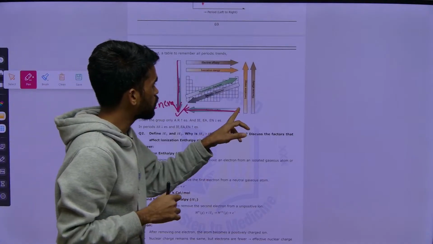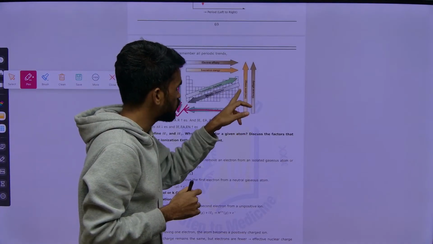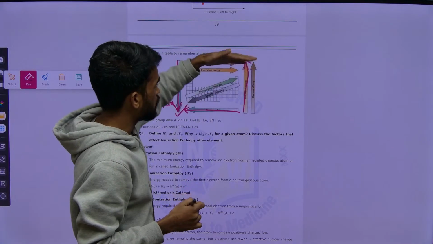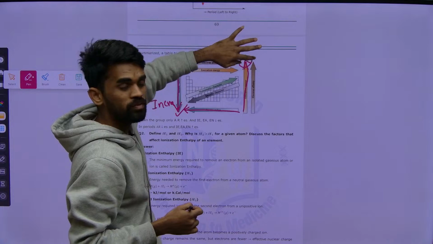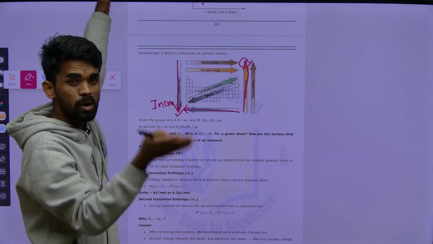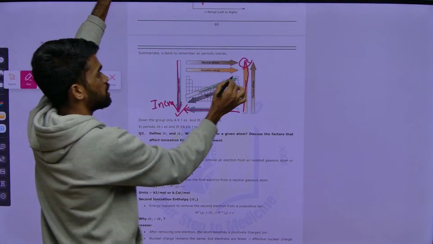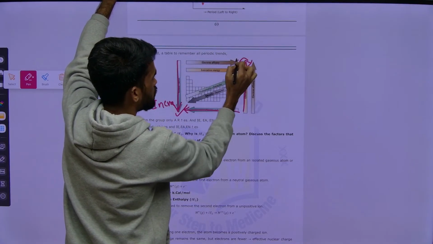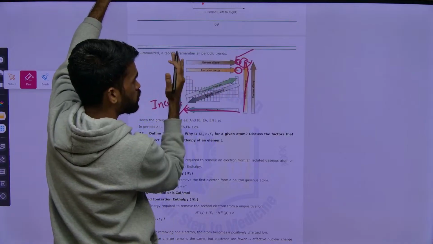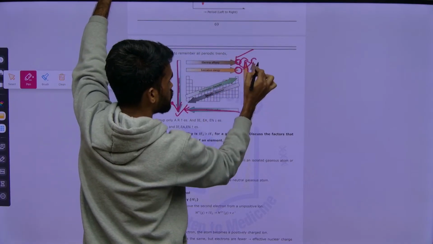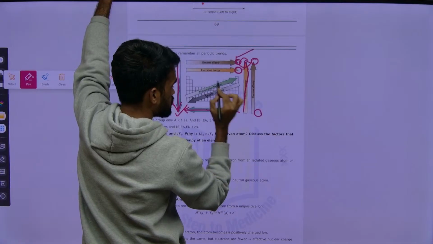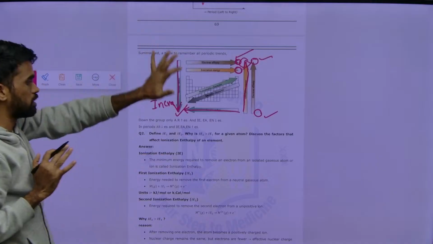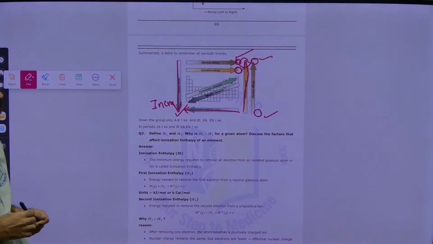Now look at ionization energy. Down the group we know ionization energy decreases, that's why I am indicating the arrow mark like this. Wherever the arrow points, that property will be more on that side. So ionization energy will be more when we move from left to right. Electron affinity is also more when we move from left to right, and more at top, less at bottom. Remember these properties.